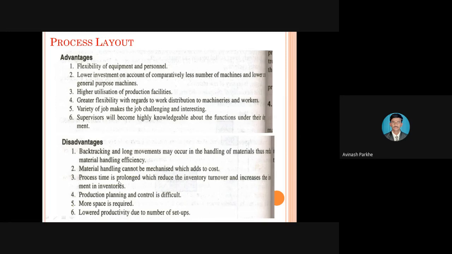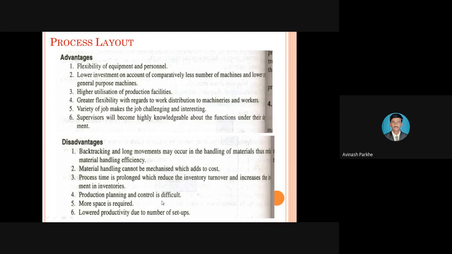Process time is whatever time is required to convert your raw material into the finished goods. By using the process type of layout, that time is very high, and it increases your inventory, and automatically your turnover also goes on decreasing. Therefore, the process type of layout is very costly as compared to the other types of layout.